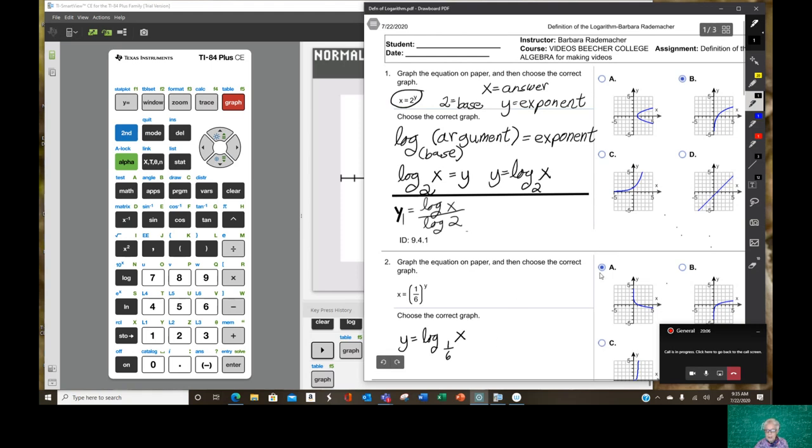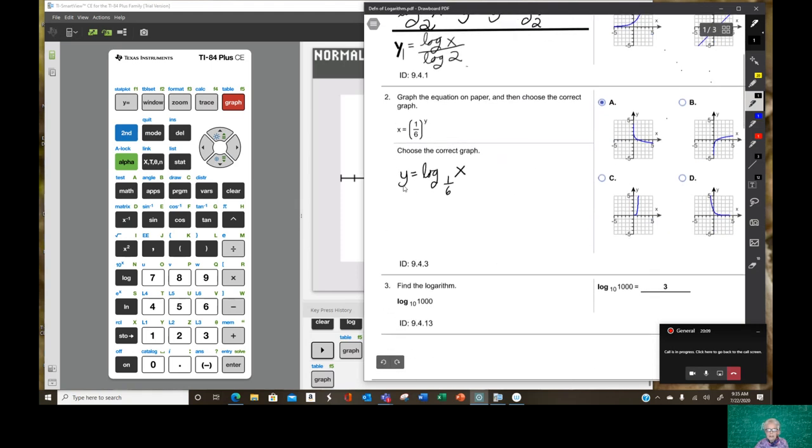Okay, now let's go to the next one. Instead of writing log base 1/6 of x, which is what we would do with log base, we're going to write y1 equals log x over log 1/6. And when you put this in the graphing calculator, there are parentheses around both arguments. Now you might be wondering, what happens to the base? There's no base here, and there's no base here. We're going to talk about it in a minute, so until then, trust me.